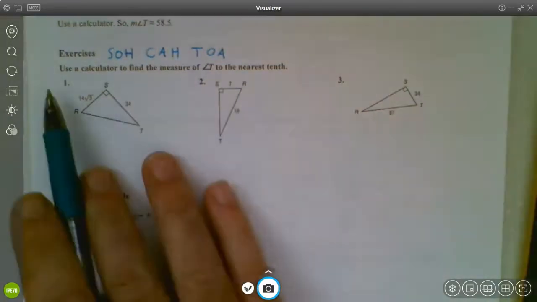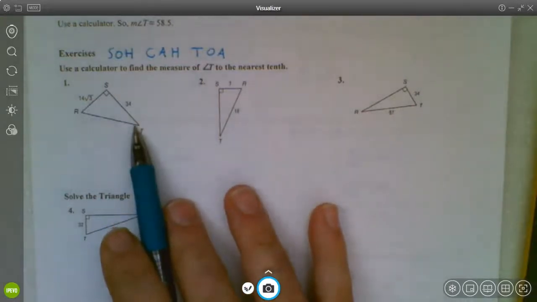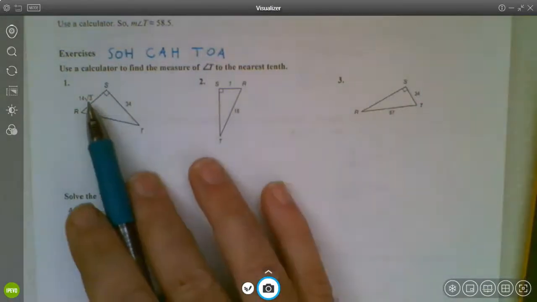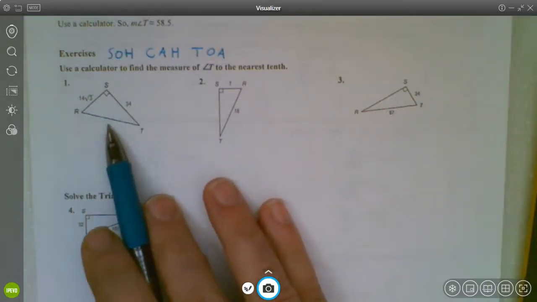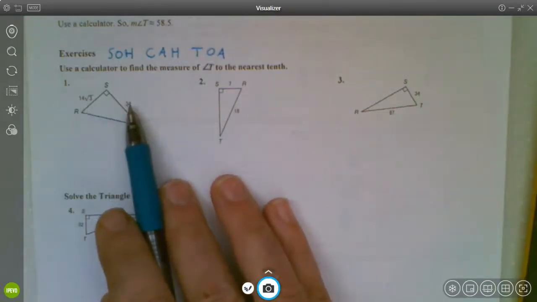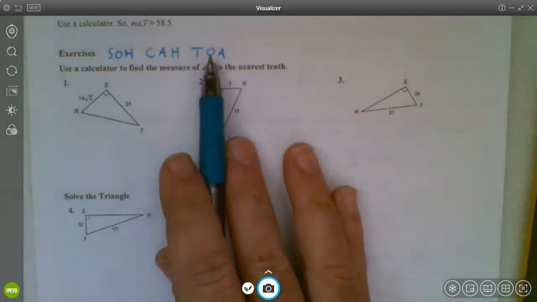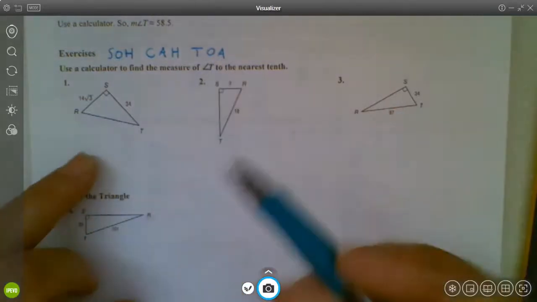So on this one, they want us to find angle T. So here's angle T. What are the 2 things that we're dealing with in regards to angle T? Well, this is the opposite leg. This would be the adjacent leg. I'm not working with the hypotenuse right now. I'm just working with the opposite leg and the adjacent leg. So which trig function deals with opposite and adjacent? And we know that's our tangent function, right? Tangent does opposite leg over the adjacent leg. So let's set this up the same way that we did yesterday. So I'm going to say the tangent.